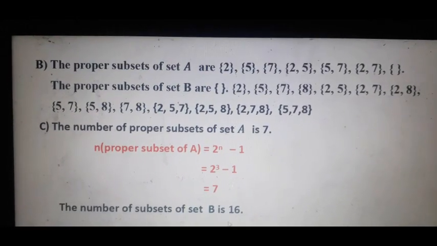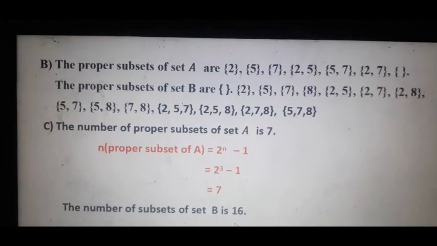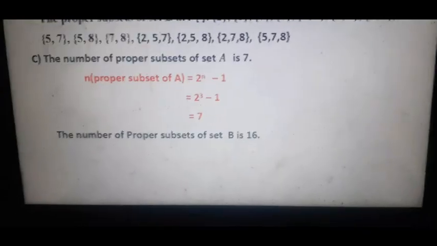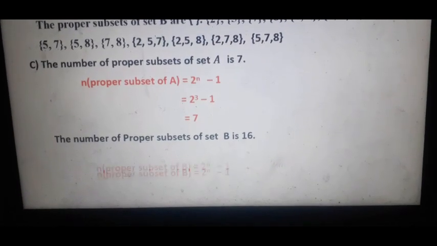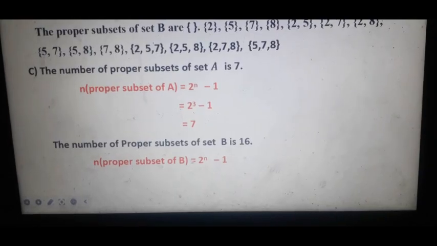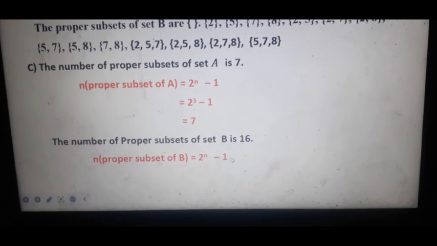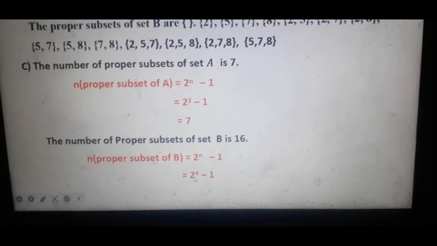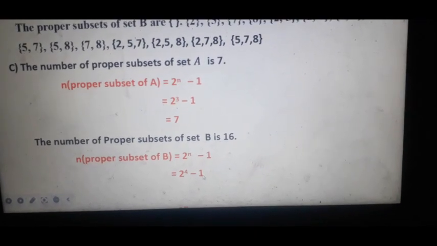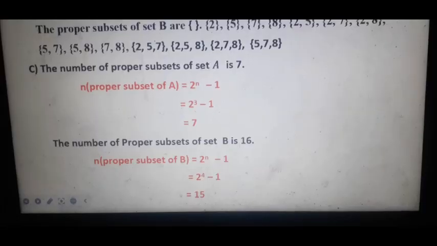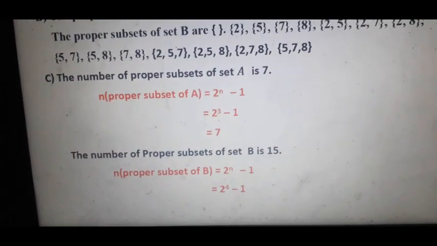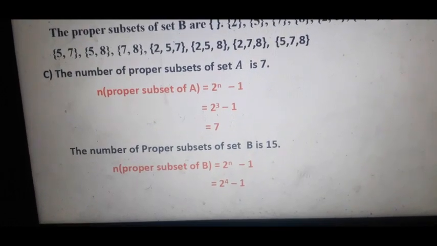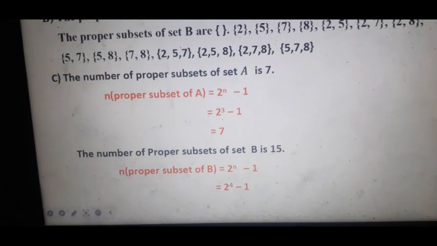And it has the number of subsets, the proper subsets of set B. Okay, the number of proper subsets of B is 16. This is found by using the formula 2 to the power of n minus 1. N is 4, 2 raised to 4 is 16, 16 minus 1 is 15. So the number of proper subsets of set B is not 16, it is 15.